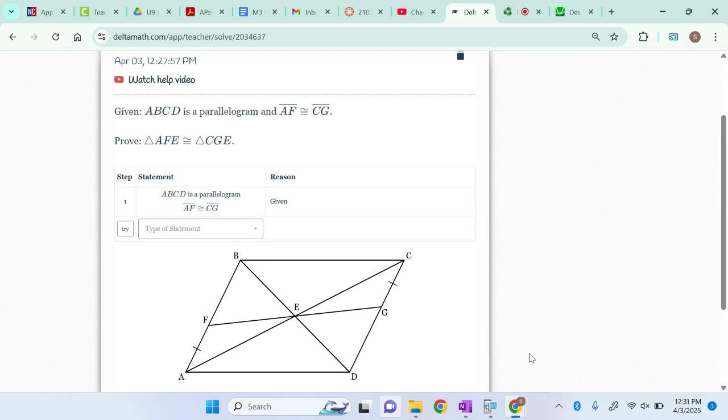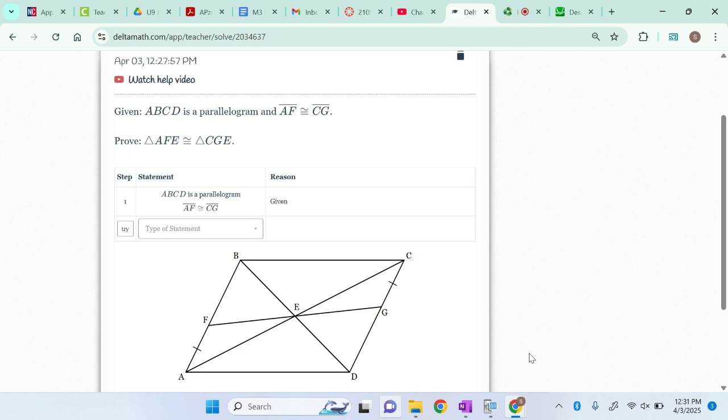And we're trying to prove that triangle AFE, so this triangle right here, is congruent to this triangle right here. So before we even start making statements, let's just make a plan of attack. All right.